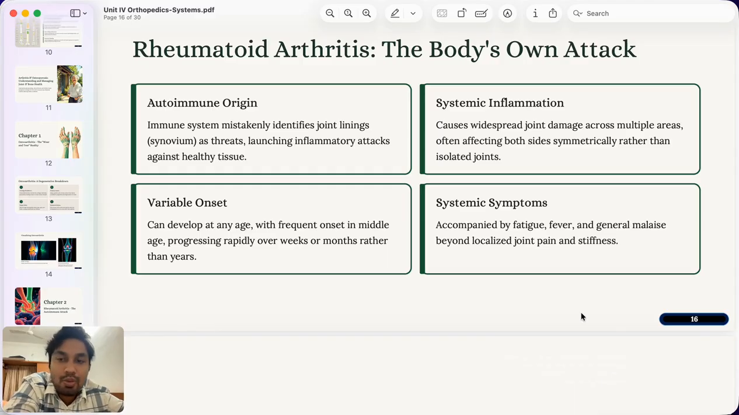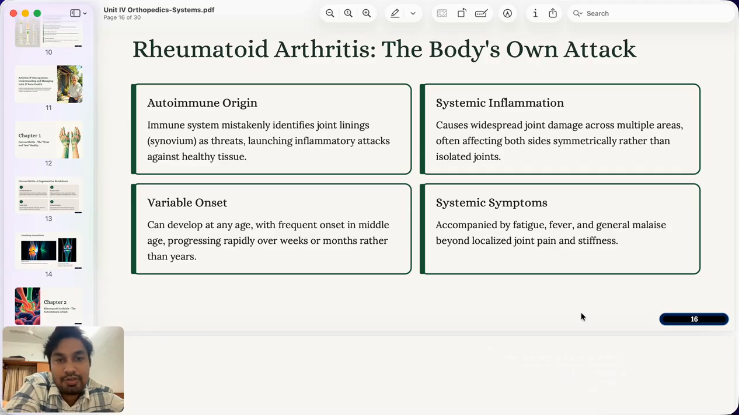But this one has a variable onset which does not have any proper explanation, because it can develop at any age, with frequent onset in middle age also, and it progresses rapidly over weeks or months rather than years, as you see in osteoarthritis. Because in osteoarthritis, the cartilage is always the victim to get damaged, but this one feels quite different. And the fourth one is systemic symptoms.